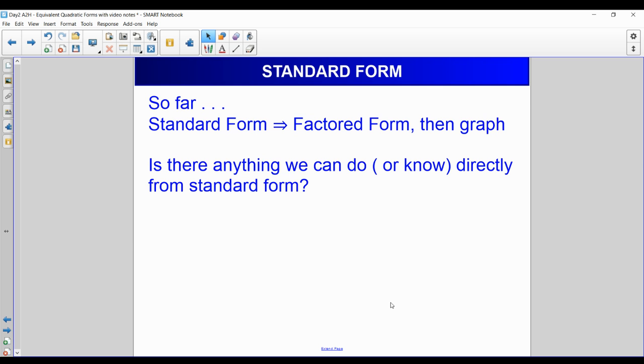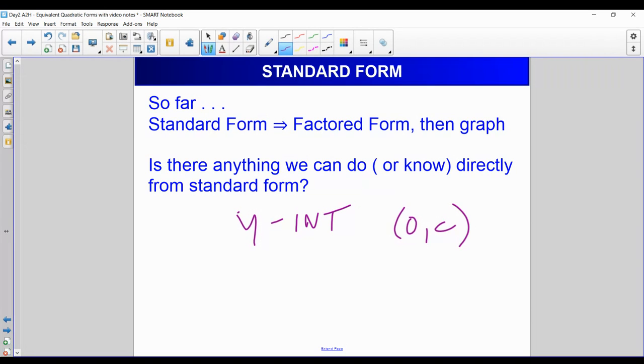All right, so the last little part of this. So far we have gone from standard form to factored form so that we could graph. Is there anything that we can do or know directly from standard form? Well, we said the one thing we know is the y-intercept, right? That's helpful but not great.